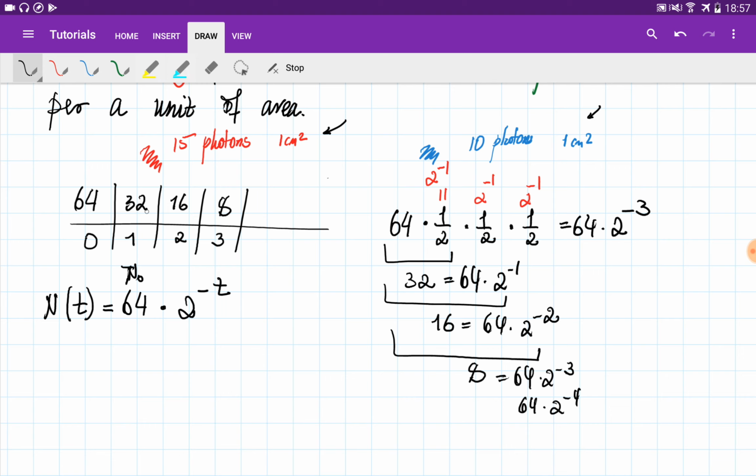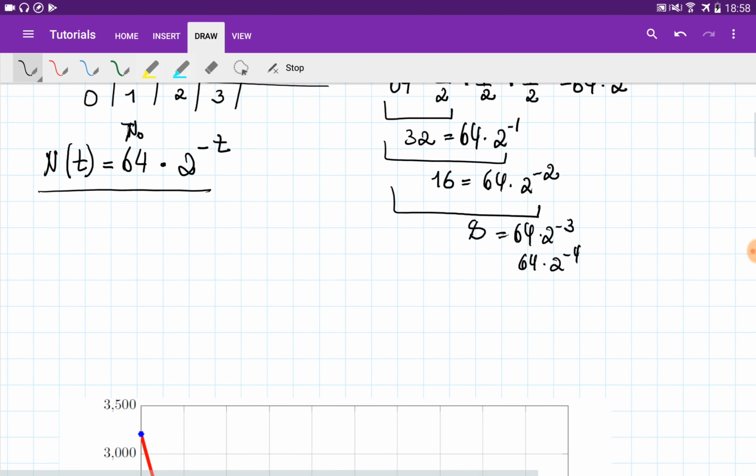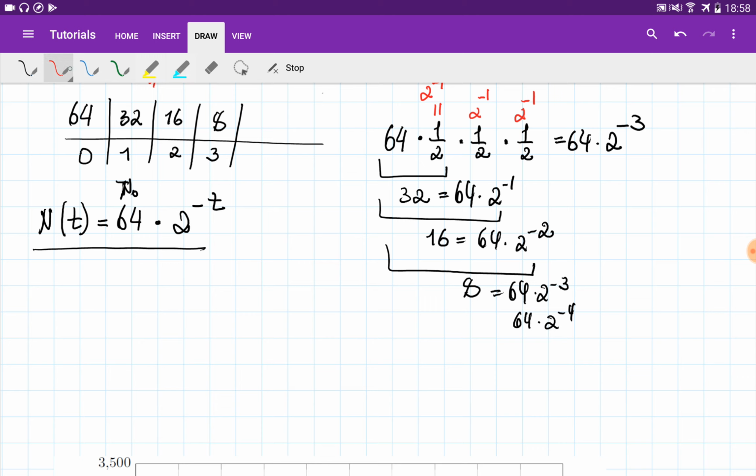If you substitute 1, it's going to be 32. If you substitute 2, it's going to be 16, and so on. So this is just the formula of exponential decay. In general, we say that whenever an X-ray beam or a gamma ray beam passes through a material, it's going to lose intensity exponentially, with a power of some constant times minus time or distance, and so on.